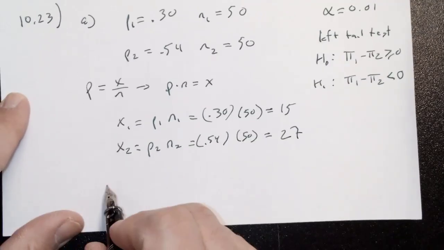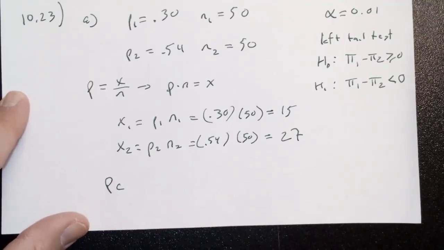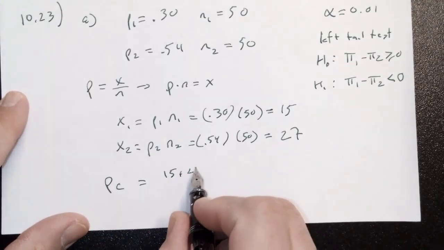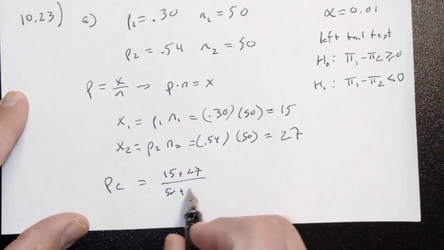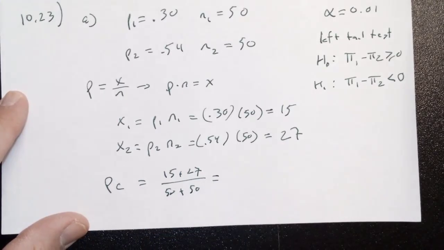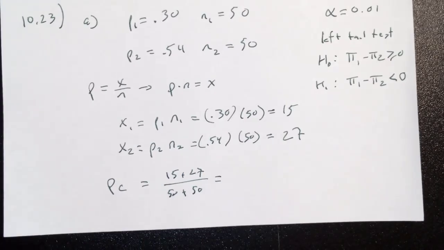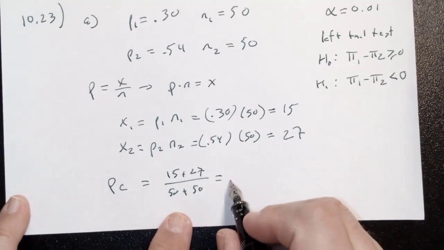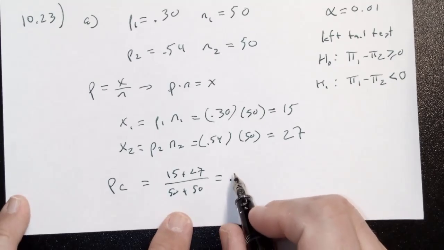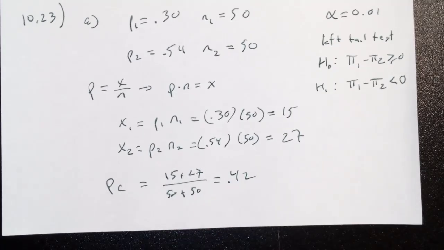Great. So my combined proportion is 15 plus 27 over 50 plus 50, which is 0.42. Great. Now I can do this. I'm going to do it by hand for the moment. I can do this in the calculator because I have the X and the N in both cases. But I want to walk through this calculation.